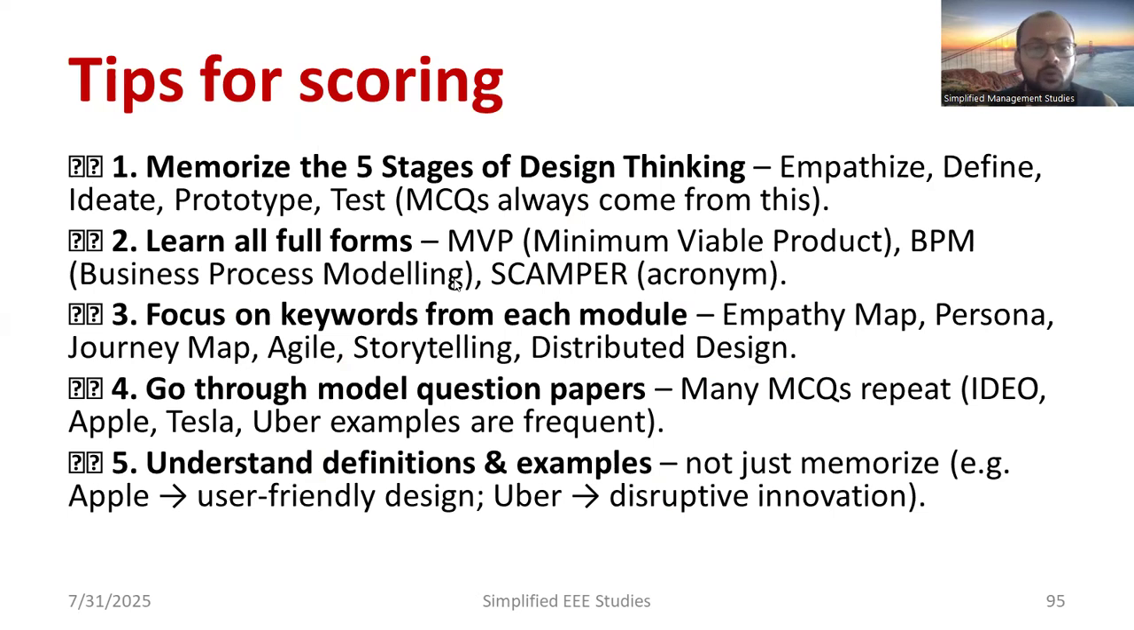Learn all full forms. MVP, for example, is minimum viable product. BPM is business process modeling. Sometimes they say business process management, but business process modeling is the right answer. Know the SCAMPER acronym. Then the third point is to focus on keywords from each module: empathy map, persona, journey map, agile manufacturing, storytelling, distributed design. Write these terms in a separate notebook and revise them.